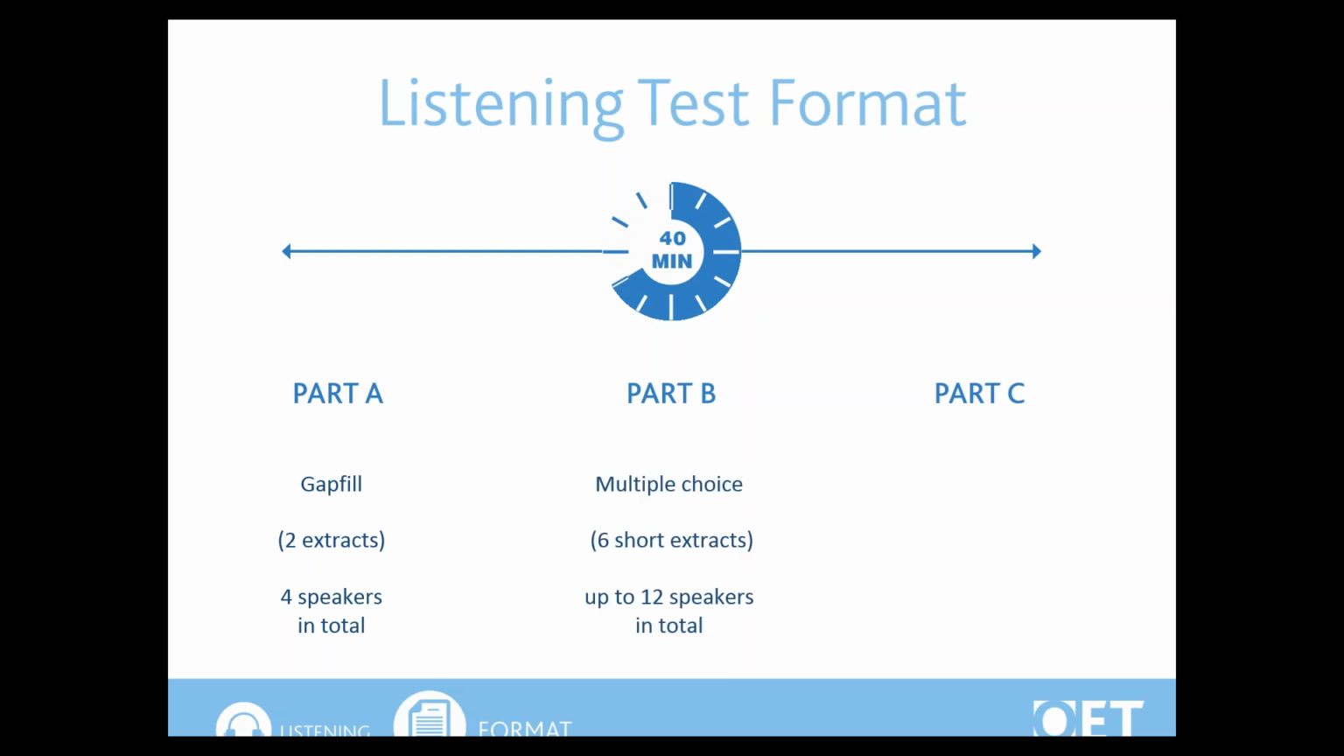Part B is a multiple choice task. It includes 6 short extracts with 1 question per extract. There can be either 1 or 2 speakers in each. The format is workplace communication between colleagues or healthcare professional and patient. Part C is also a multiple choice task. It includes 2 longer extracts with either 1 or 2 speakers in each. The format is either a presentation or interview, with one speaker being a healthcare professional talking about a general healthcare topic.